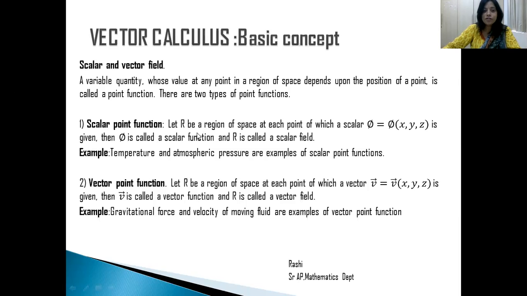So let us see the definition. Let R be the region of space and at each point of which the scalar phi is given. Then phi is called a scalar function. So from now onwards, whenever I use phi, I want to express a scalar point function. Temperature and atmospheric pressure are examples of scalar point function. Now what is a vector point function? Let R be the region of space at each point of which a vector V is given. Then V is called the vector function. Gravitational force and velocity of moving fluid are examples of vector point function.